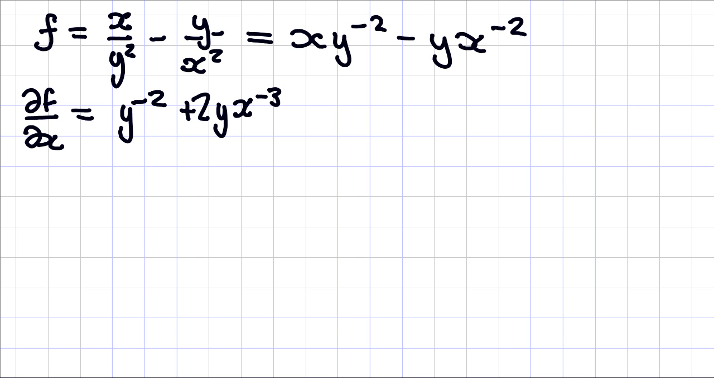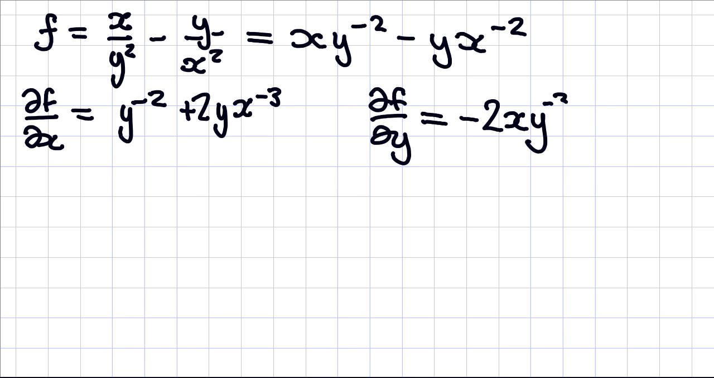Taking the y derivative is just as easy. df dy. So again, I bring down the power of the y, that's minus 2xy, and reduce the power of y by 1 to get minus 3. And when I differentiate the second term, that's just y to the power 1, so that just leaves me with x to the power minus 2.